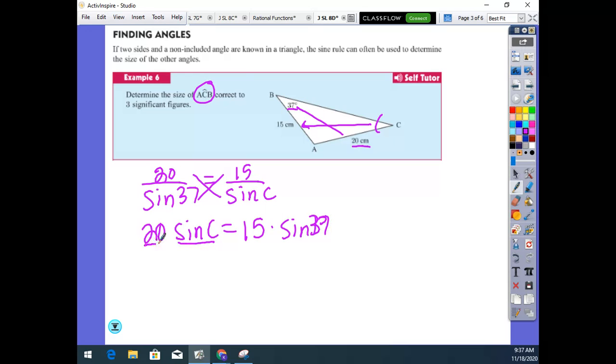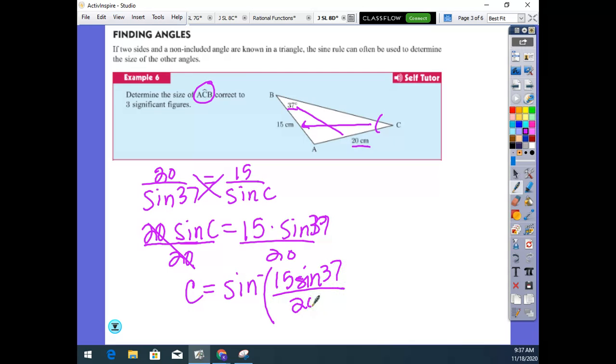I need to get sine C by itself, so divide both sides by 20. Now you can either find this value here, or you can take sine inverse of both sides in order to find what angle C is. So you can either find the answer here, and then in your next step, do sine inverse, and then go up and use your up arrow and grab this answer to pull it down. Or you can just plug this whole thing into your calculator. And this one wants 3 sig figs. So that's 26.8 degrees. Okay.